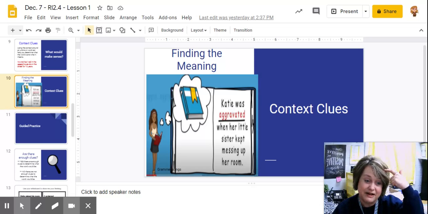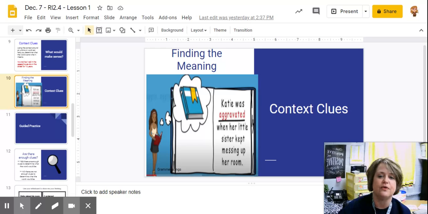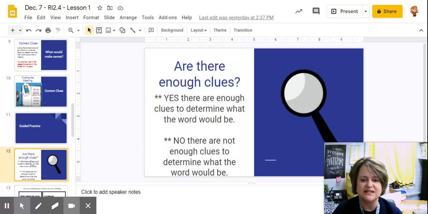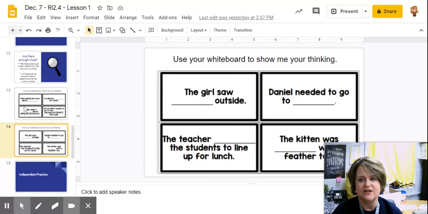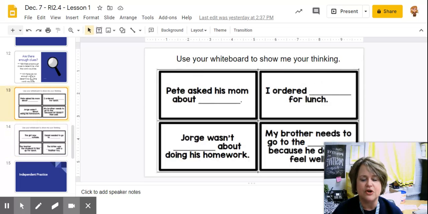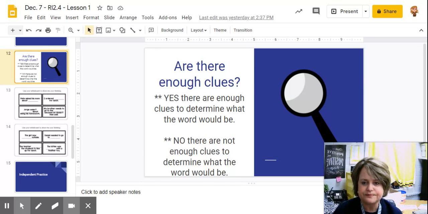No. Now, I might already know what that answer is. But based on Katie was aggravated, if we stopped right there, there's not enough information to tell me what it means. I have to have all of this. So if I had all of this, then yes, there is enough information for me to figure out the word. So that's what we're going to do in our guided practice today: decide yes, there's enough information, or no, there's not. And just a heads up, when we meet together, you are going to need your whiteboard, because you're going to be showing me yes or no on your whiteboard, just so I can gauge how you're doing.